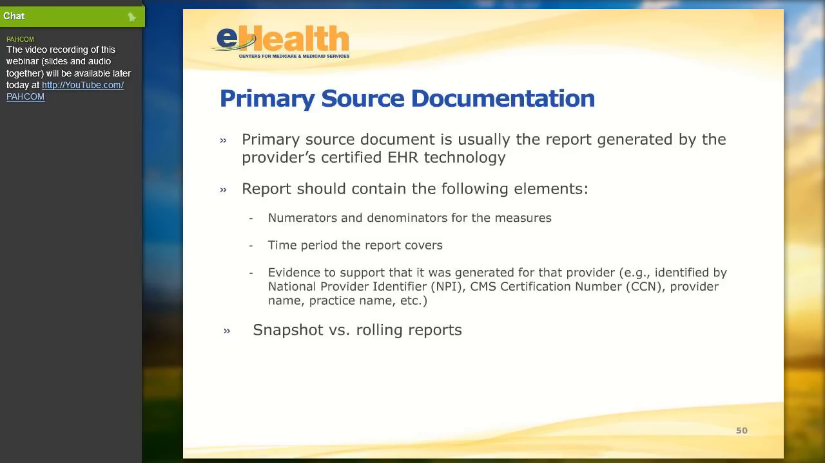We usually look for primary source documentation, and for most people that's going to be that report that is generated by your Certified EHR Technology. You want to make sure that the numerator and denominators match the numerator and denominator information you entered into your attestation module, that somewhere on that report there's a time period that shows it's a report for your reporting period, and that there's evidence to support that the report is for you.